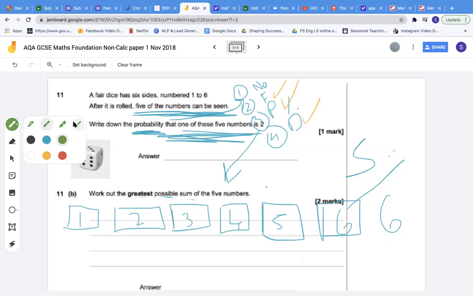Okay. So which ones are you going to be viewing? 1, 2, 3, 4, and 5. So you're saying 1, 2, 3, 4, and 5. And what's the total? 16. Right. Is that the greatest possible sum of the 5 possible numbers? Yes, it is. Now I do understand. Are you sure?